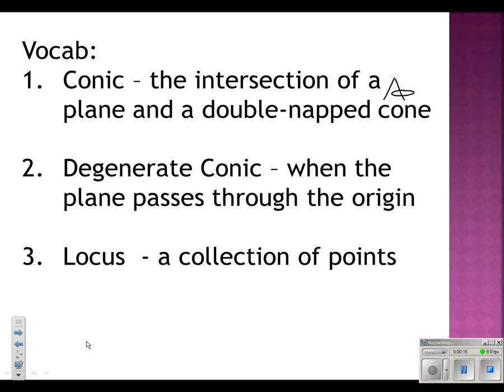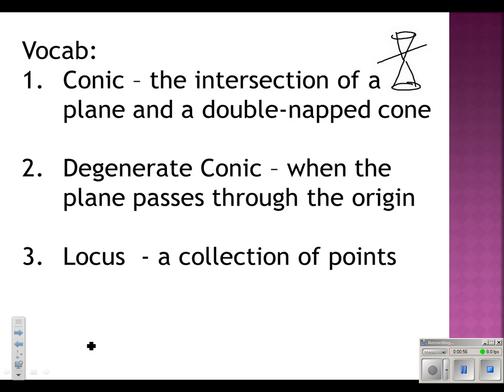So I decided to put a few vocab words up here. The first one deals with conics in general, and it says that a conic is an intersection of a plane and a double napped cone. I had never heard of what double napped was before, so I looked at the picture, and a double napped cone looks kind of like an hourglass shaped thing. So a conic is, if we were to slice through that cone in some place, what would that intersection look like? Okay, so the second word, degenerate conic, is when the plane passes through the origin.